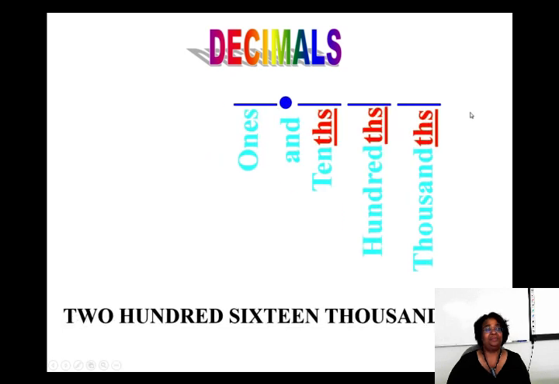Okay, what about this one? 0. Okay, so 0, 2, no, 1 6. 1 6. You guys are forgetting your 1. Okay, it's 16 thousandths.